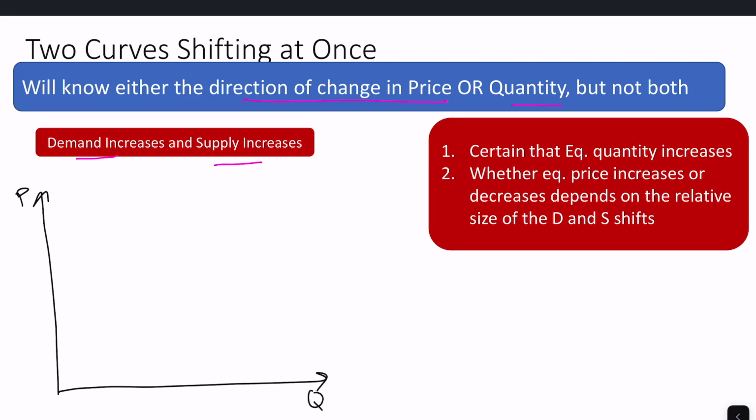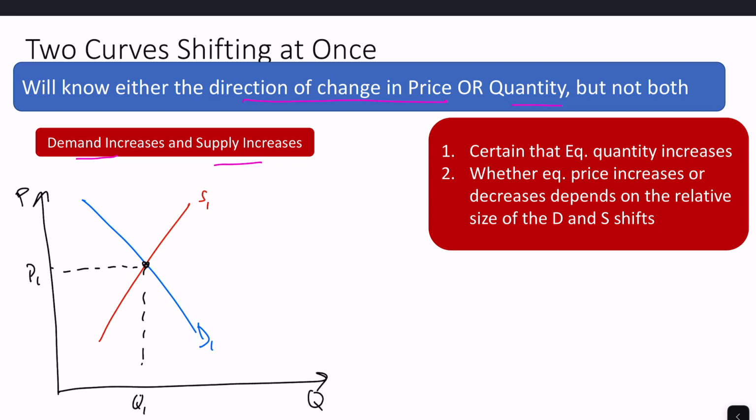So here we have price and quantity, and our initial demand 1, initial supply 1, and we have P1 and Q1. All right, so we have a demand increase. Demand's going to shift to the right, and the supply increase. Supply is going to shift to the right.